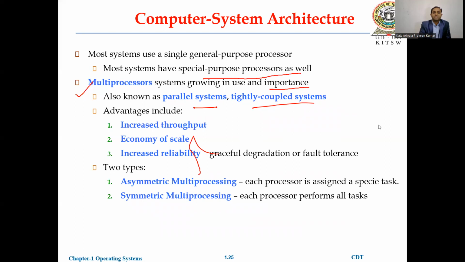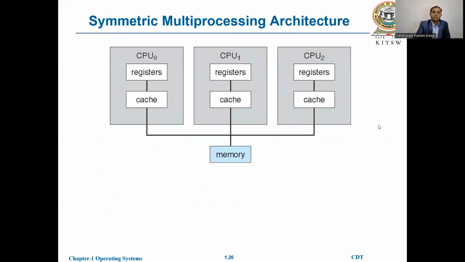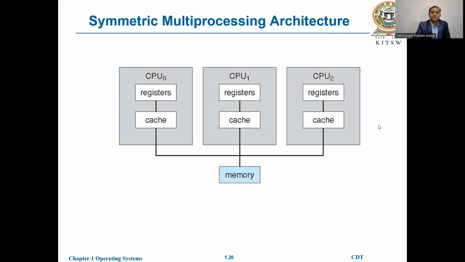The advantages of multiprocessors are increased throughput, economy of scale, and increased reliability. These three are the advantages of multiprocessors. And multiprocessors are of two types: asymmetric multiprocessors and symmetric multiprocessors. In an asymmetric multiprocessor, each processor is assigned a special task. And in a symmetric multiprocessor, each processor performs all tasks. So this is the symmetric multiprocessor architecture. Here, this is the memory, CPU 0, CPU 1, CPU 2. Each CPU will have registers and caches.